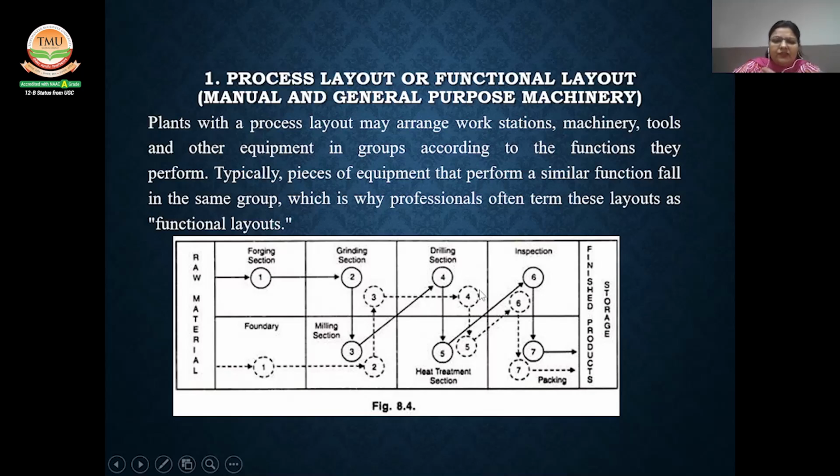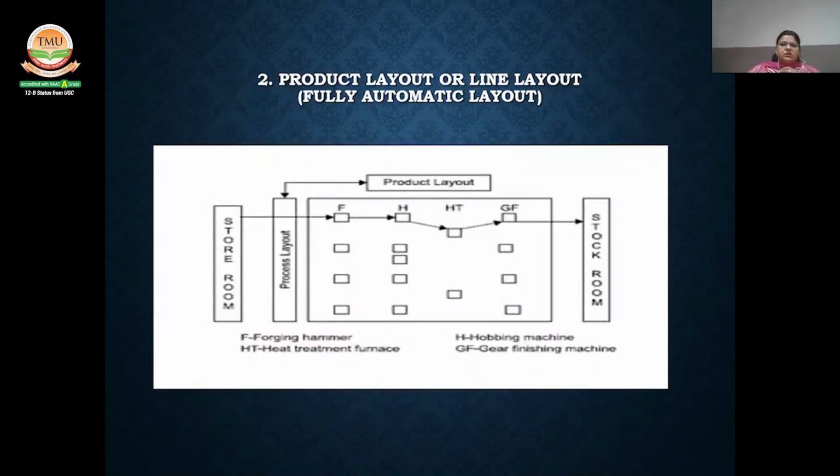Or we can take an example of compact powder. There are a number of stages through which a particular machine goes. Next is product layout, or we can say line layout.